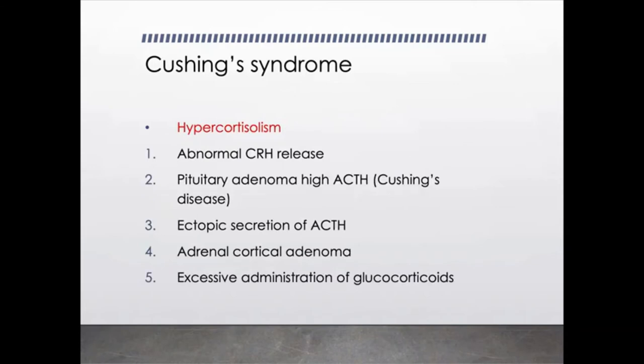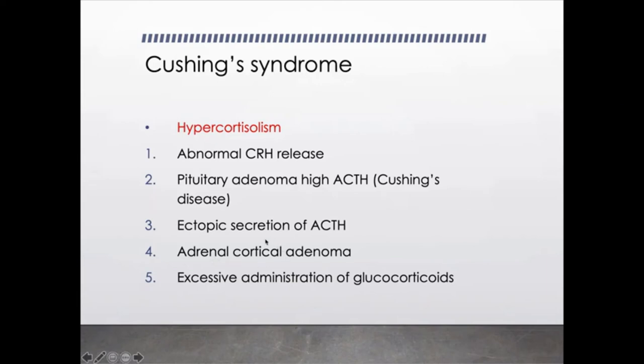So what is Cushing syndrome? It is hypercortisolism. It can be due to abnormal corticotropin releasing hormone release, whereby more release will cause more formation of ACTH, and so more formation of steroid hormones. Or it can be due to some abnormality in the pituitary, for example pituitary adenoma, which will cause more ACTH release. Same is the case if there is ectopic secretion of ACTH, for example some tumors in other parts of the body, such as some tumors of the kidney, which also produce ACTH.